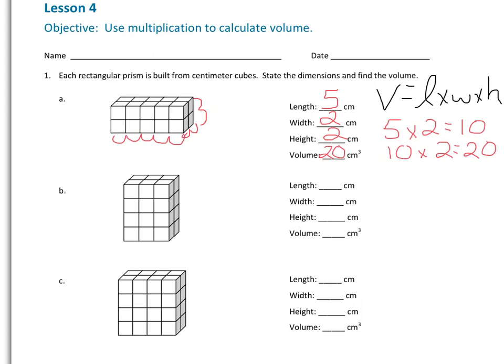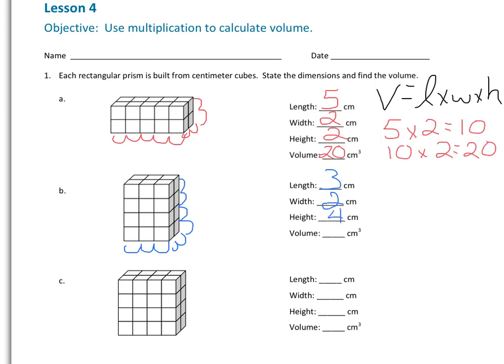Let's move on to 1B. Let's look first at the length. Count across. You have 1, 2, 3. The length of 3 centimeters. Width is how wide it is. 1, 2. And then the height is how tall it is. 1, 2, 3, 4.